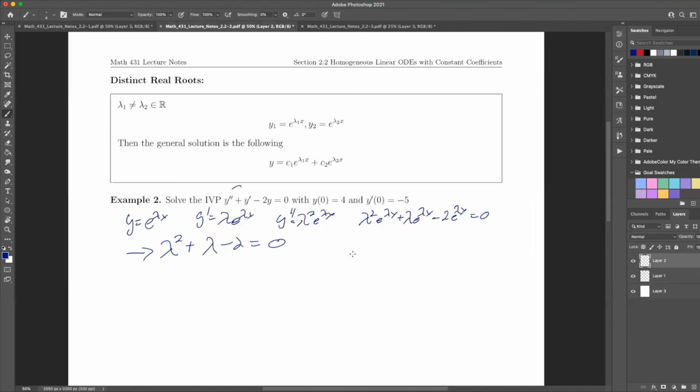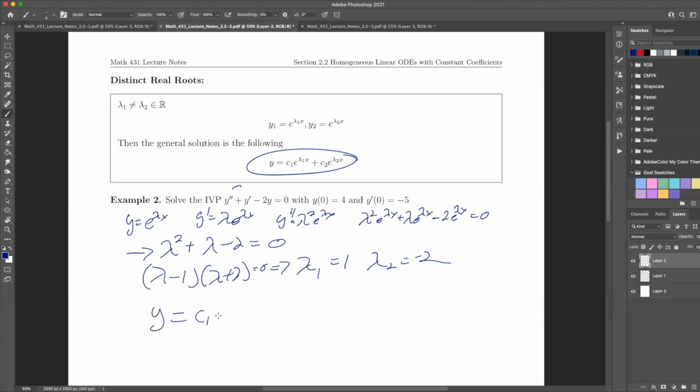So in our case, we have this. We just solve for what lambda is. Here, this is lambda minus 1, lambda plus 2. So that implies lambda 1 equals 1, lambda 2 equals minus 2. So my general solution in this case is this: y is equal to c1 e to the lambda 1 x, which in this case is e to the x, plus c2 e to the lambda 2 x, which is e to the minus 2x. And this is my general solution.